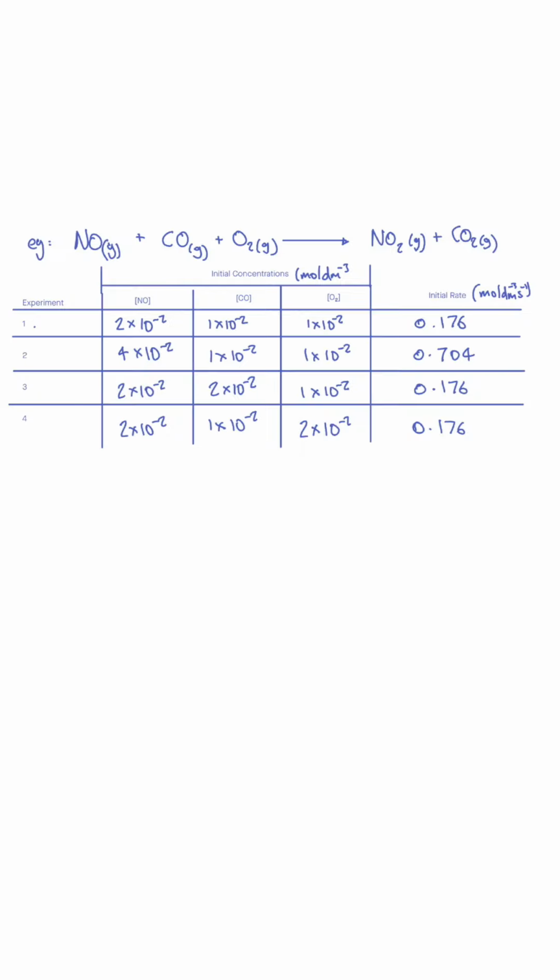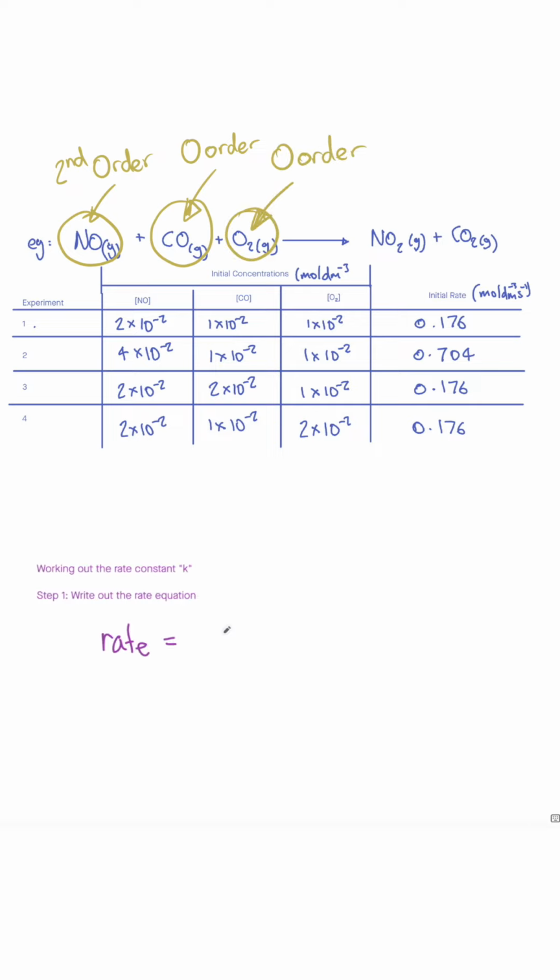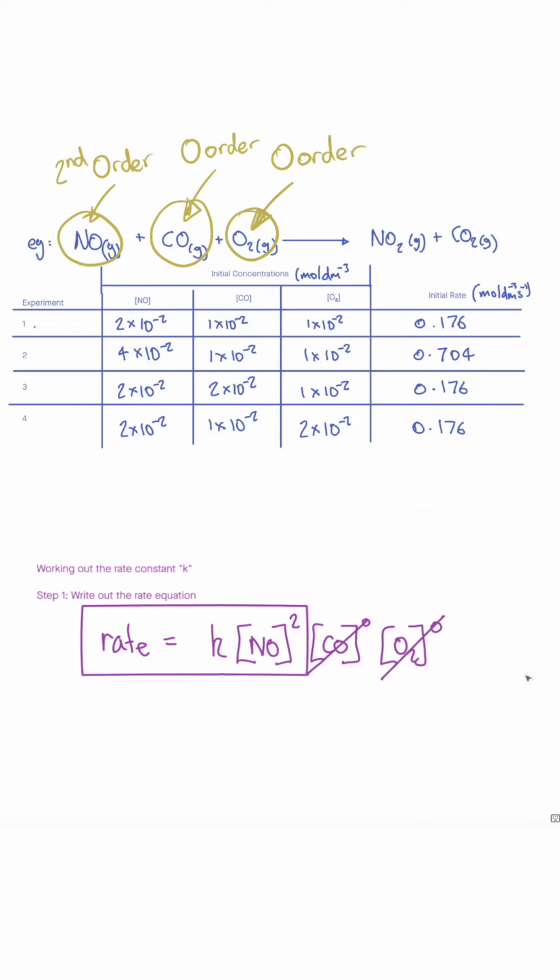So let's say we have the following equation and we're given this table of results for the initial rate method, and we find the reaction is second order with respect to NO, zero order with respect to CO, and zero order with respect to O2. To find out the value of the rate constant K, your first step would be to write the rate equation. So that would be K, NO squared because it's second order, CO to the 0 because it's 0 order, and O2 to the 0 because it's 0 order. And because anything to the power of 0 is equal to 1, you can cancel out CO and O2. This gives us rate is equal to K, NO squared.